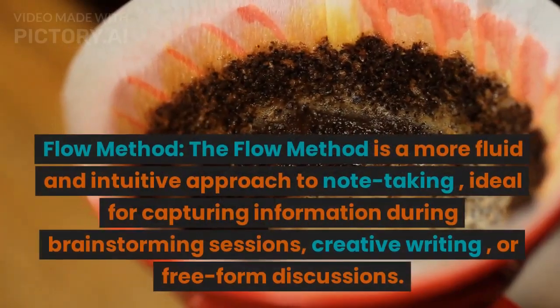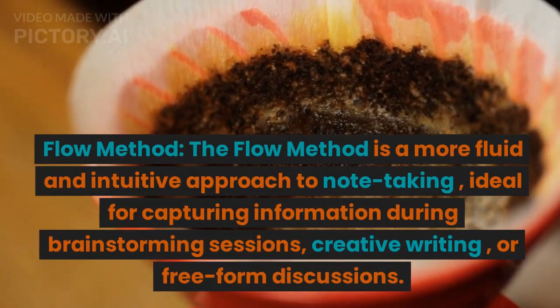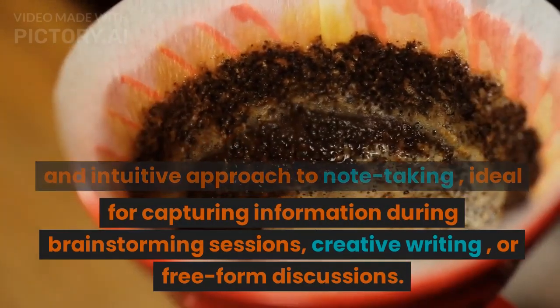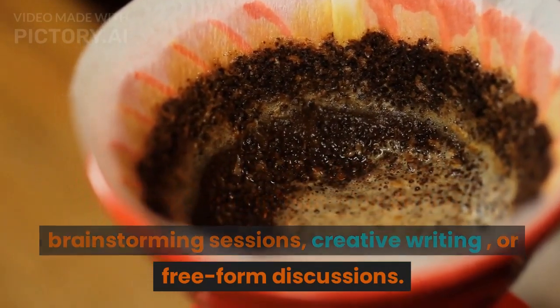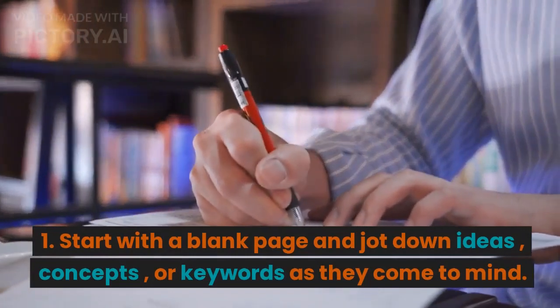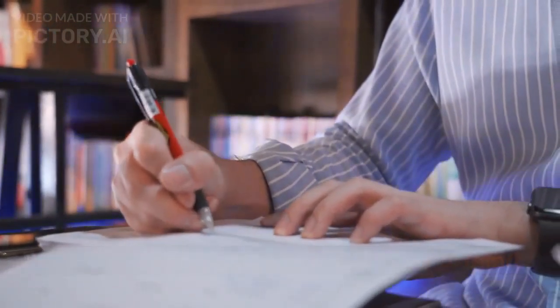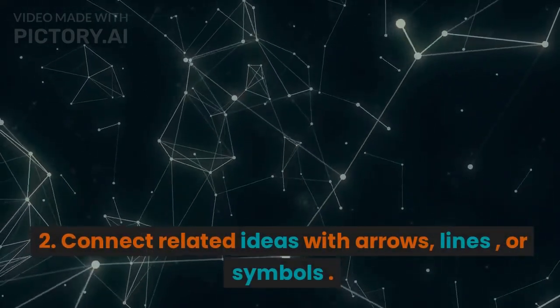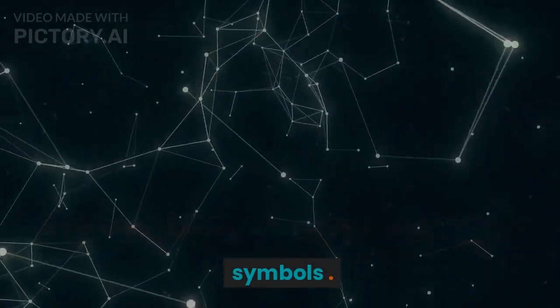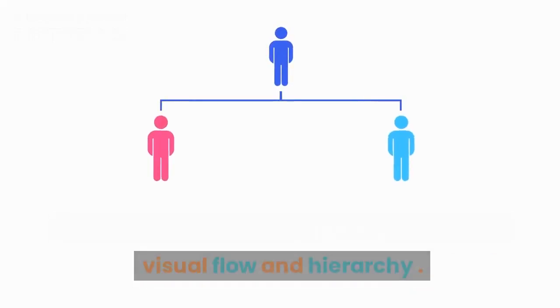Flow Method. The flow method is a more fluid and intuitive approach to note-taking, ideal for capturing information during brainstorming sessions, creative writing, or free-form discussions. 1. Start with a blank page and jot down ideas, concepts, or keywords as they come to mind. 2. Connect related ideas with arrows, lines, or symbols. 3. Use whitespace and spacing to create a visual flow and hierarchy.